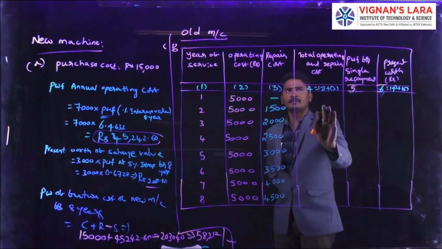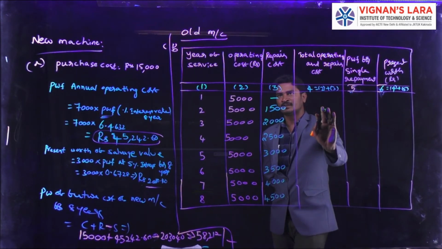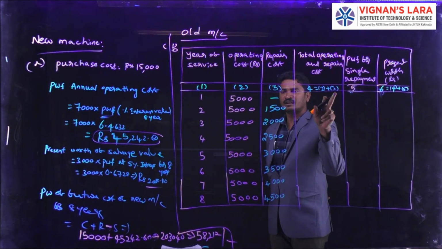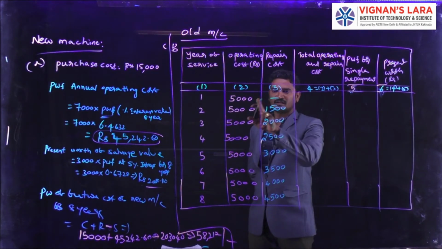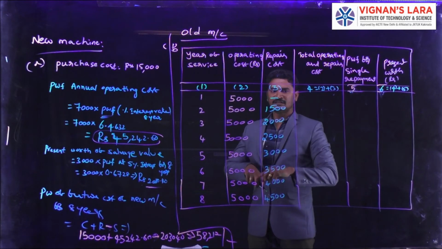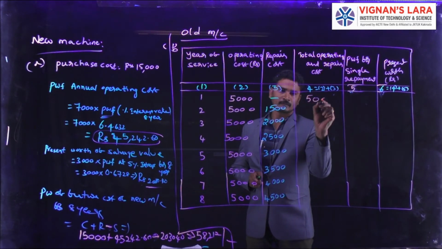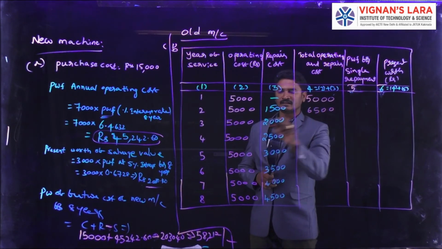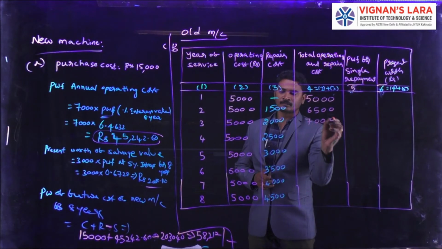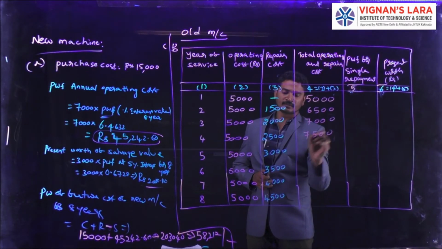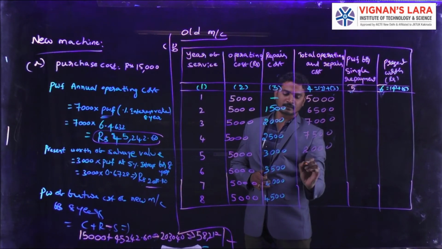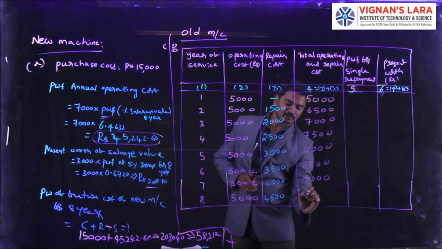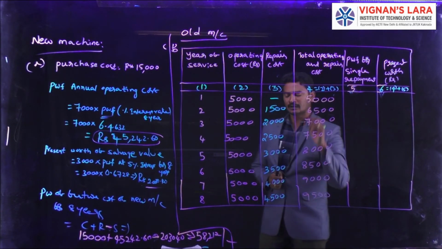Next, coming to the total operating and repair cost. Here we are taking the total operating cost and repair cost. We are taking the sum of these two columns, that is second and third. Here we have 0, so we get 5000 here, 5000. Next, coming to this, 6500. Next here 7000. Next 7500. Next 8000, 8500, 9000, 9500. This is the total operating and running cost.